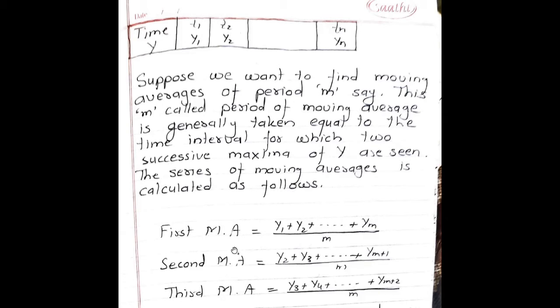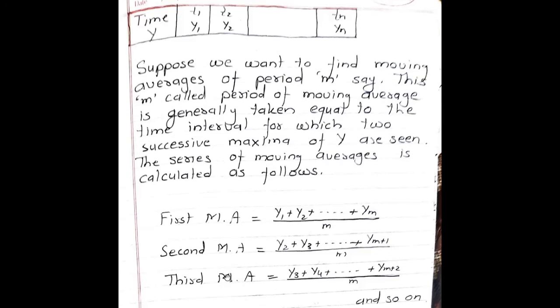First moving average is equal to y1 plus y2 up to ym divided by m. Second moving average can be calculated as y2 plus y3 up to ym plus 1 divided by m. Third moving average is equal to y3 plus y4 up to ym plus 2 divided by m, and so on. Two cases arise.